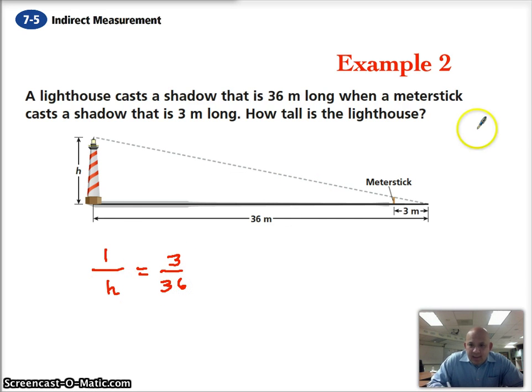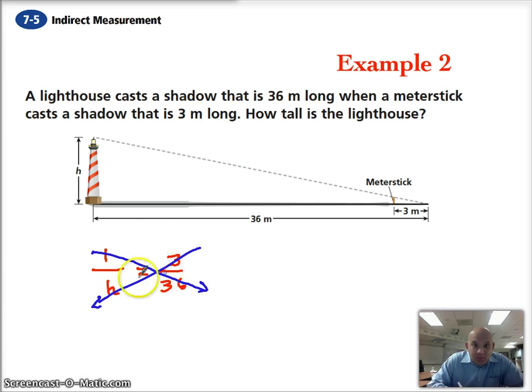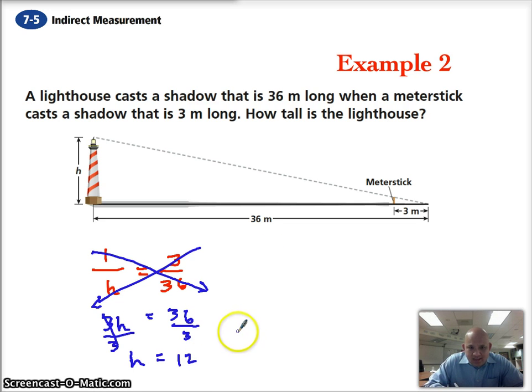We're going to go ahead and do cross products. Notice that the cross products cross right over an equal sign, which means we are doing authentic cross product. We have 3h on this side. We have 36 on this side. Isolating the variable, we're going to divide by 3. 3's drop down on that side, leaving us with just the h. 36 divided by 3 is 12. What does that mean? Well, it means we have a lighthouse that is 12 meters in height.